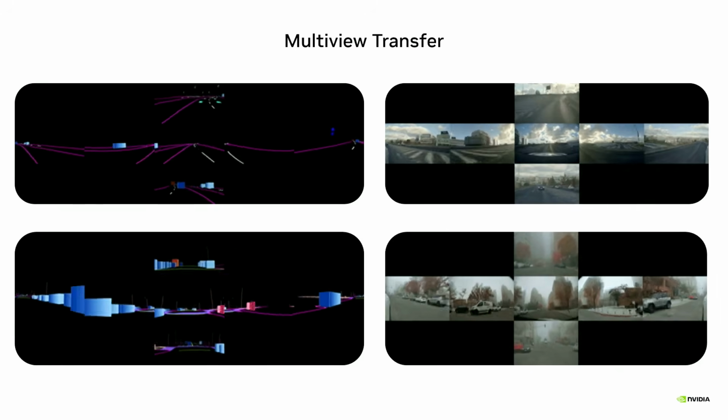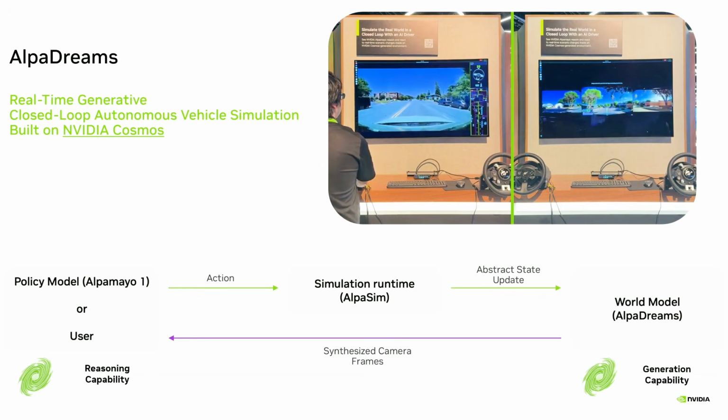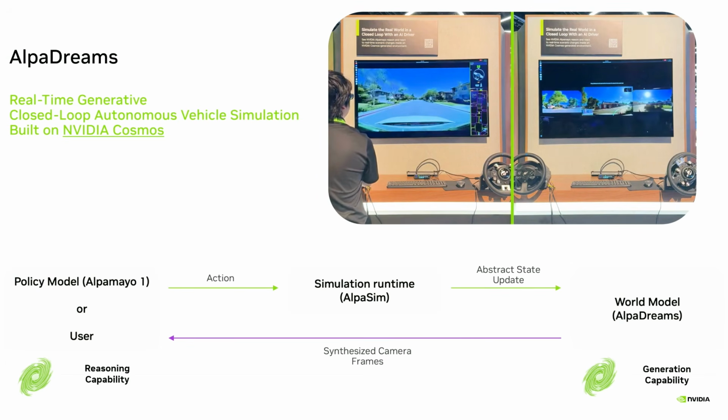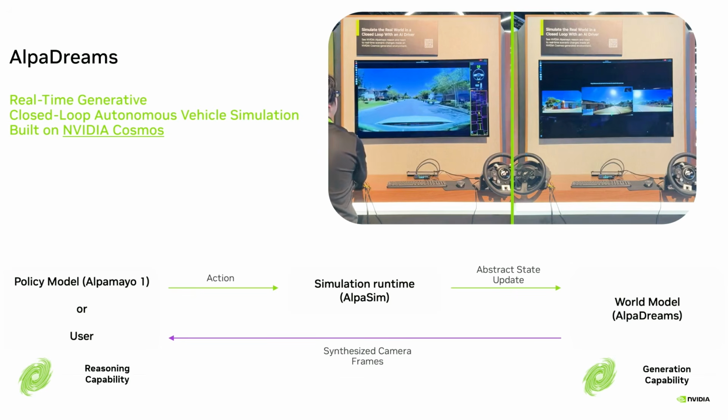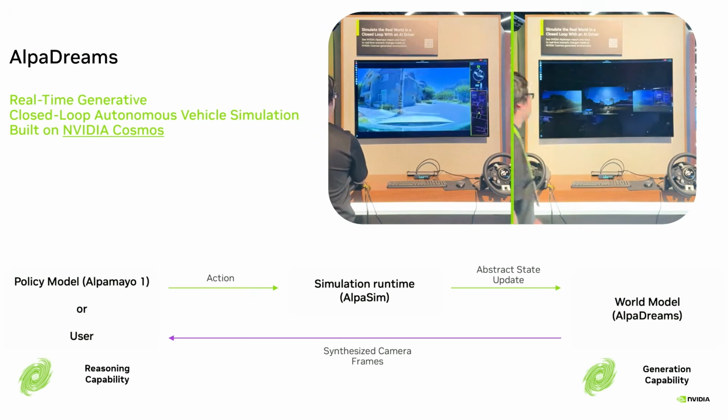We actually use it to build a driving simulator. It's available in one of the demo booths this year, called Alpha Dream. It's a real-time generative closed-loop autonomous vehicle simulator. We connect it to a steering wheel, so now when you turn left or turn right, you will see the video react to your turning action.